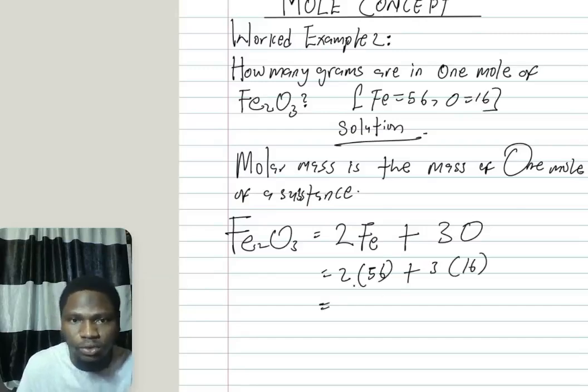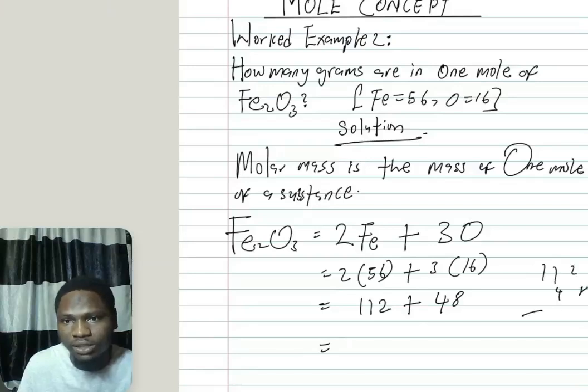Are you there? Good. So 2 times 6 is 12, keep 1. 2 times 5, 10 plus 1, 11. Then 3 times 16 is 48. All together, I have 112 plus 48. What would that give me? That is 160.